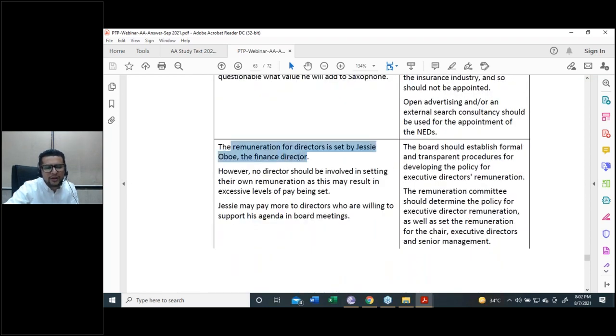The remuneration for directors is set by the finance director. However, no director should be involved in setting their own remuneration, as this may result in excessive levels of pay being set. What should be the recommendation? The board should establish a remuneration committee, and that remuneration committee should determine the salaries and bonuses in accordance with the policy. Is this clear?